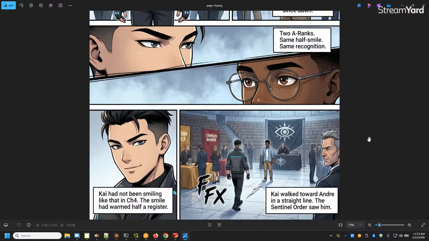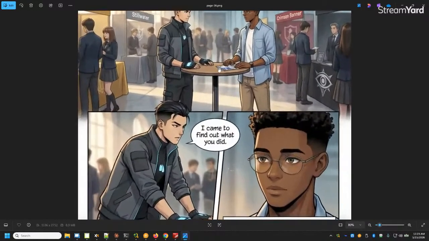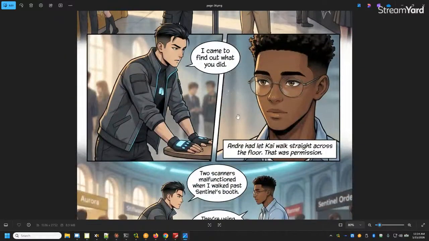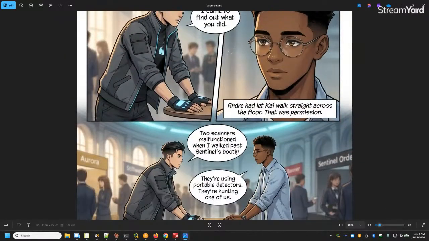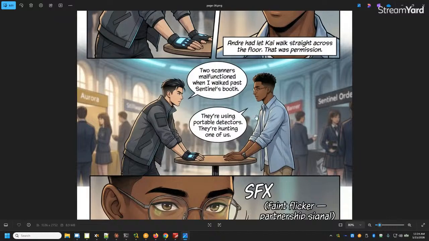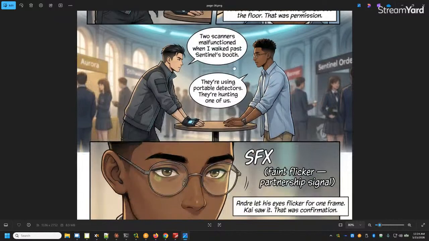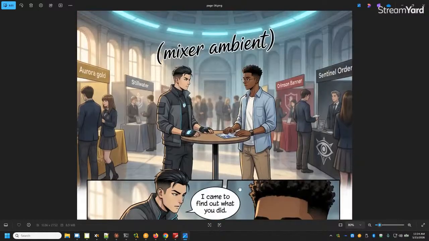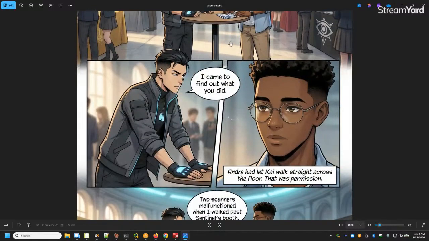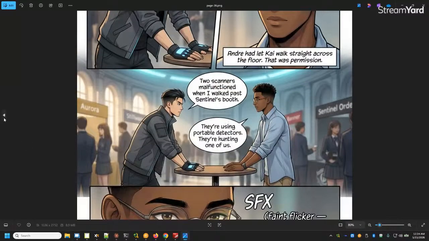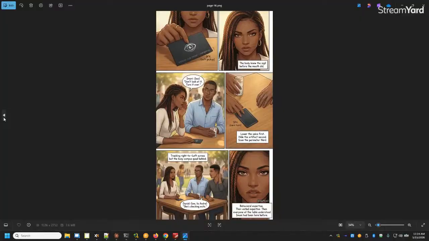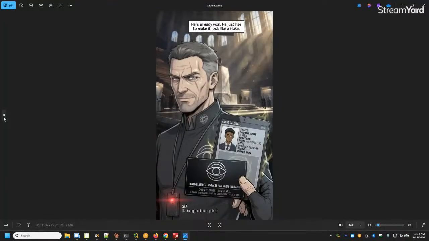Kai walked towards Andre in a straight line. The Sentinel order saw him. "I came to find out what you did. Two scanners malfunctioned when I walked past Sentinel's booth. They're using portable detectors. They're hunting one of us." Oh, you know what? Is those scanners around the neck supposed to detect anomalies? So that's what the monsters are called in this story, anomalies.